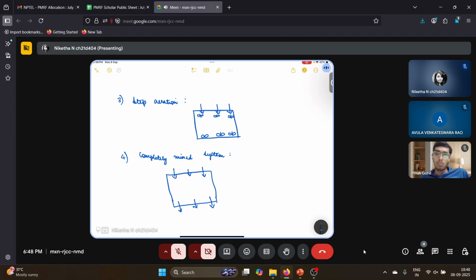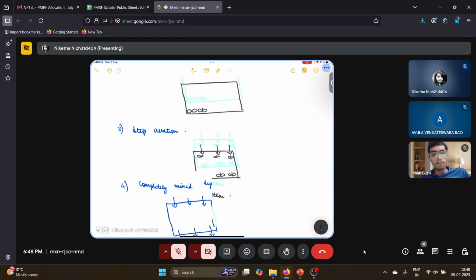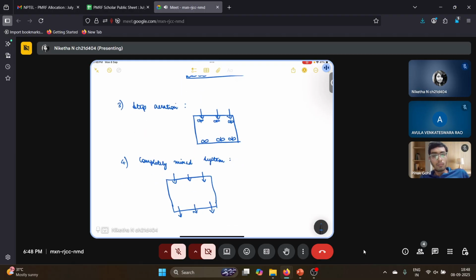That is, there is no lag. I mean, it ensures that the oxygen concentration throughout the tank is the same, and there is no excess oxygen at one place and lack of oxygen in another place.